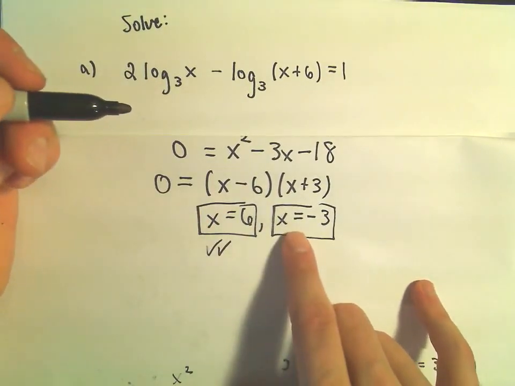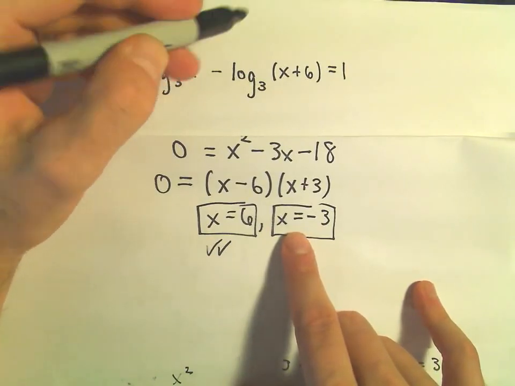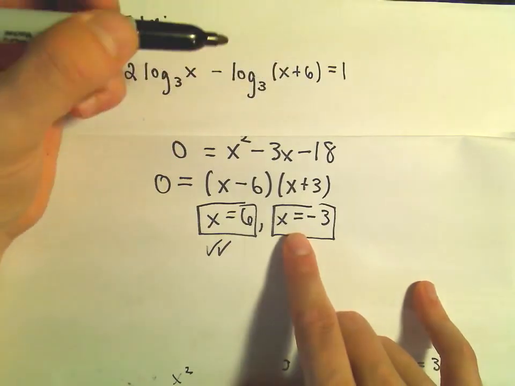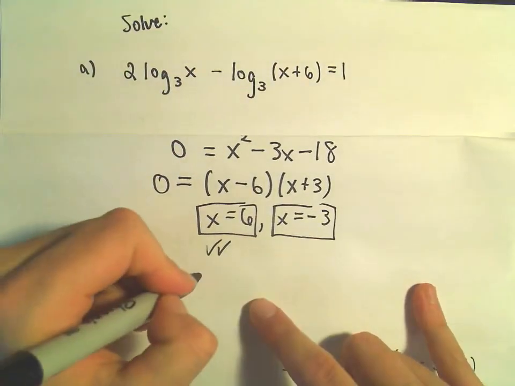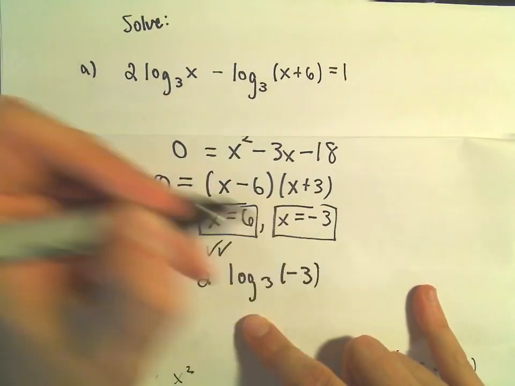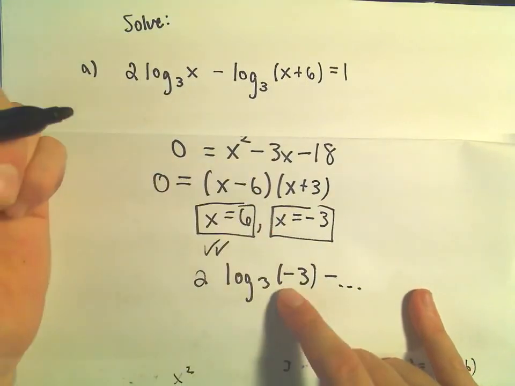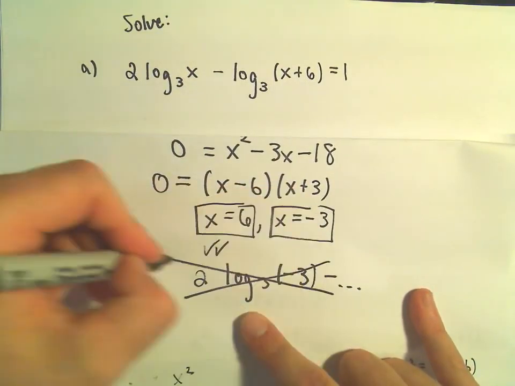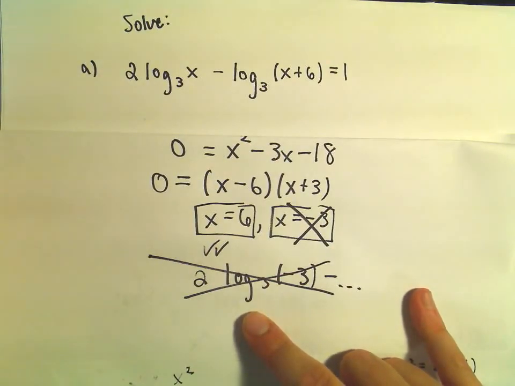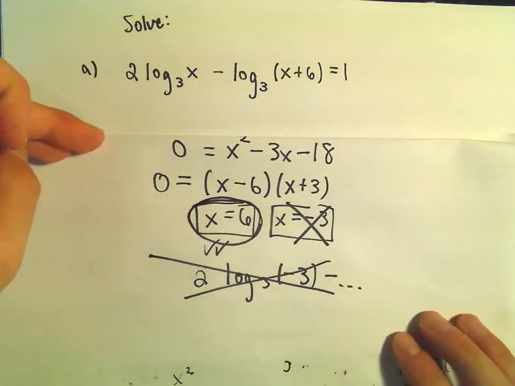But notice if we plug negative 3 in, we're going to have a logarithm of a negative number. On the second term, if we plug in negative 3, we would have positive 3. But on the first part, we would end up with 2 times log base 3 of negative 3 minus some other stuff. But already, because we have this negative inside of a logarithm, that is bad. And that means x equals negative 3 is what's called an extraneous solution. So x equals 6 would be our only solution in this problem.